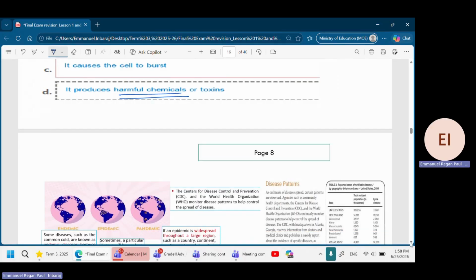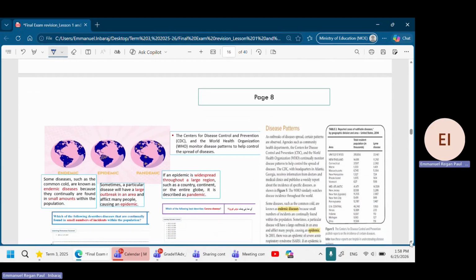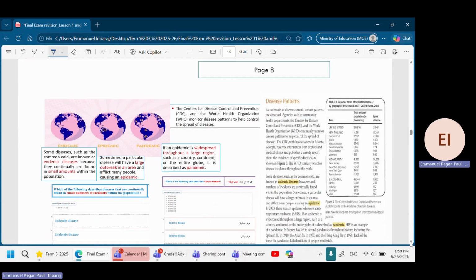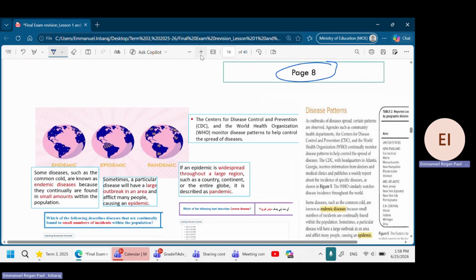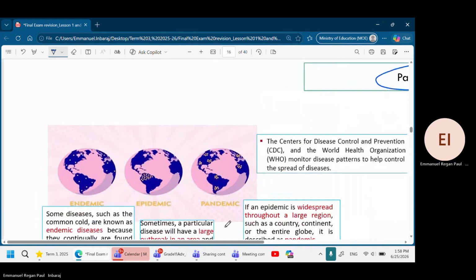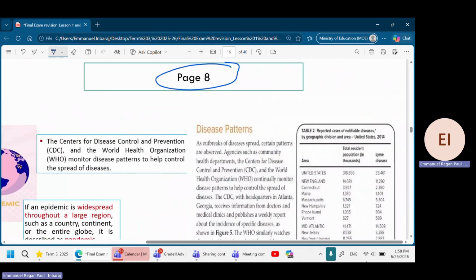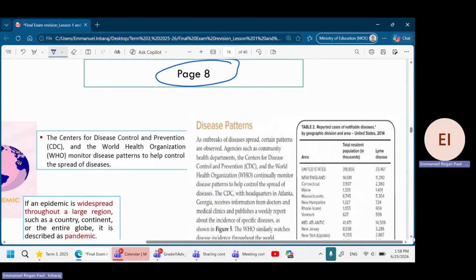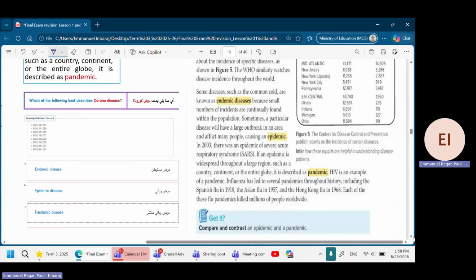And now let's move on to page number 8. Yes, guys, I want you to turn to page number 8. Here we have questions on 3 concepts. Let me zoom this page for you. Okay, here we go. This question is on the disease pattern. There are 3 types of disease pattern: endemic diseases, epidemic diseases, and pandemic diseases. These are the 3 types.